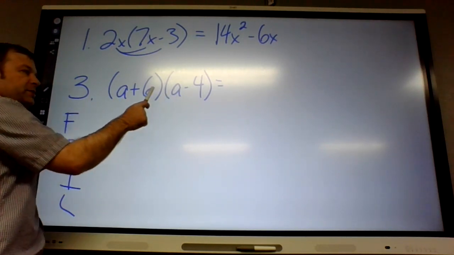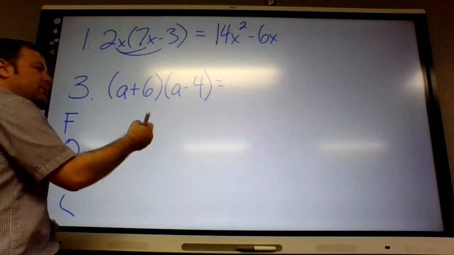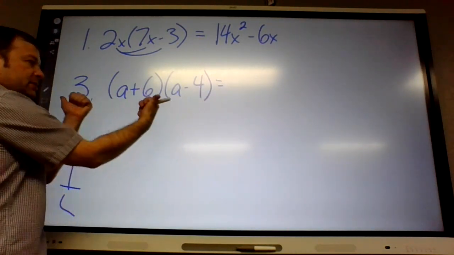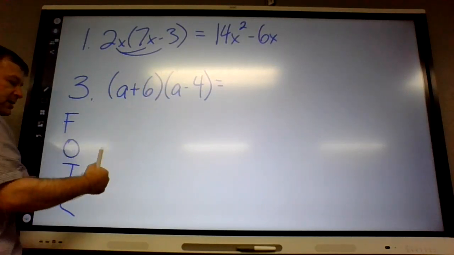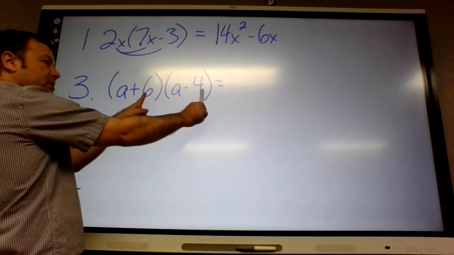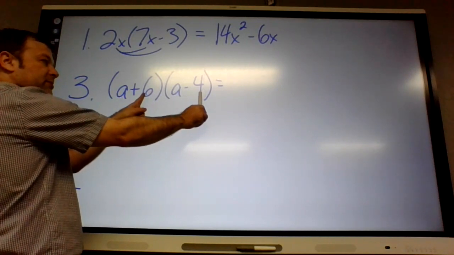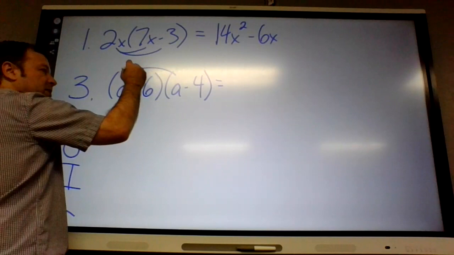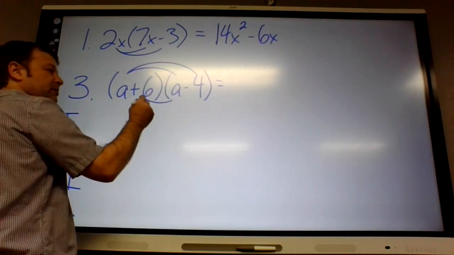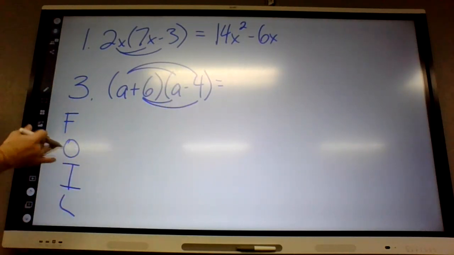F stood for first, like the first in the parentheses. O stood for outside, like the A in the -4. I stood for the inside. L stood for the last, like the last terms in each parentheses. Really, it's just distributive property. A times both of those, 6 times both of those. So everything gets multiplied by everything in the other.